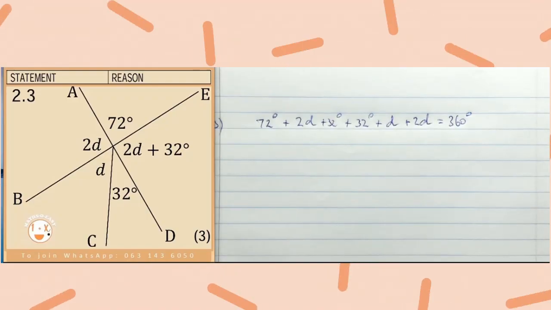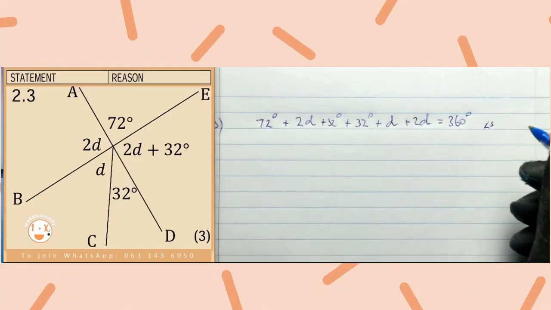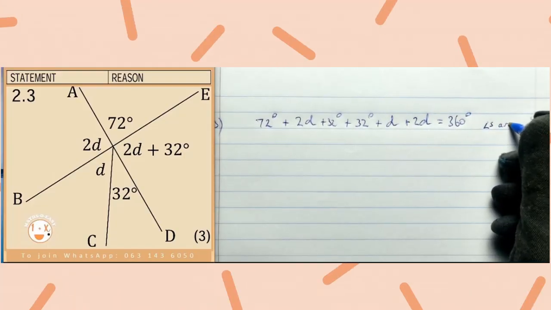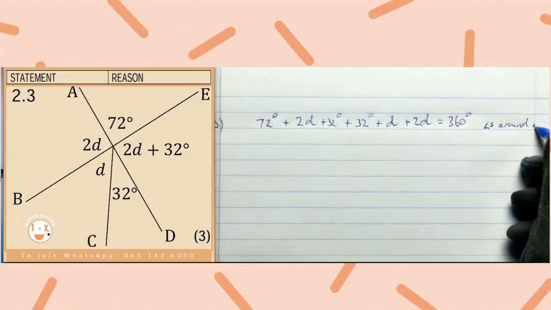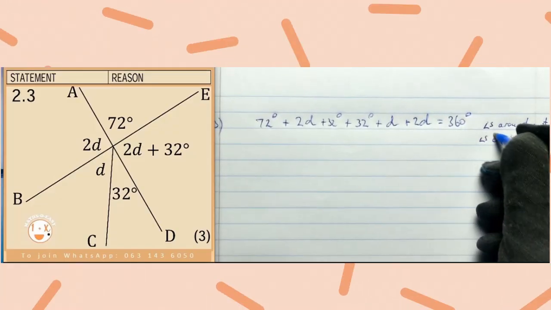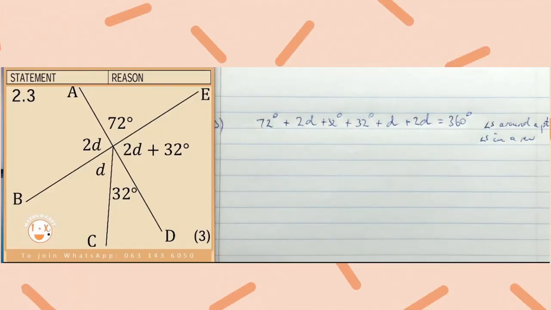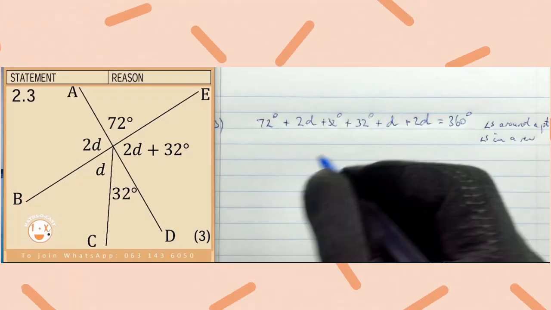First mark, then what is the reason? So you can say angles around a point, or you can say angles in a revolution. Okay, so that's what the examiner wanted, and everything else is just algebra.